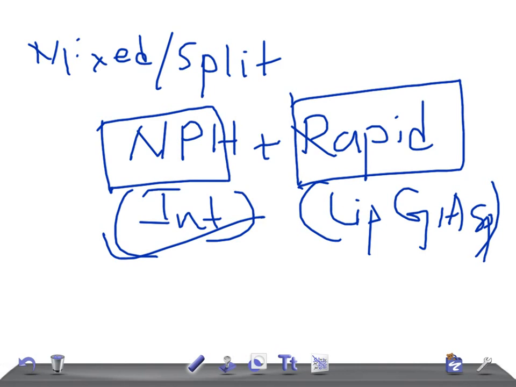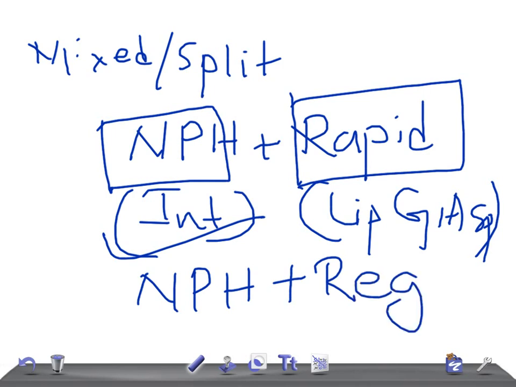In this mixed or split regimen, you can also give NPH with regular insulin. What is regular insulin? Regular is nothing but a short acting insulin. It starts action within half an hour and lasts for 12 hours, whereas intermediate acting starts within 1 hour, peaks for 4 to 12 hours, and lasts 14 to 24 hours. So in the mixed or split one, we have NPH with a rapid acting or NPH with a regular. Remember? Good. And this insulin is given before breakfast and supper.